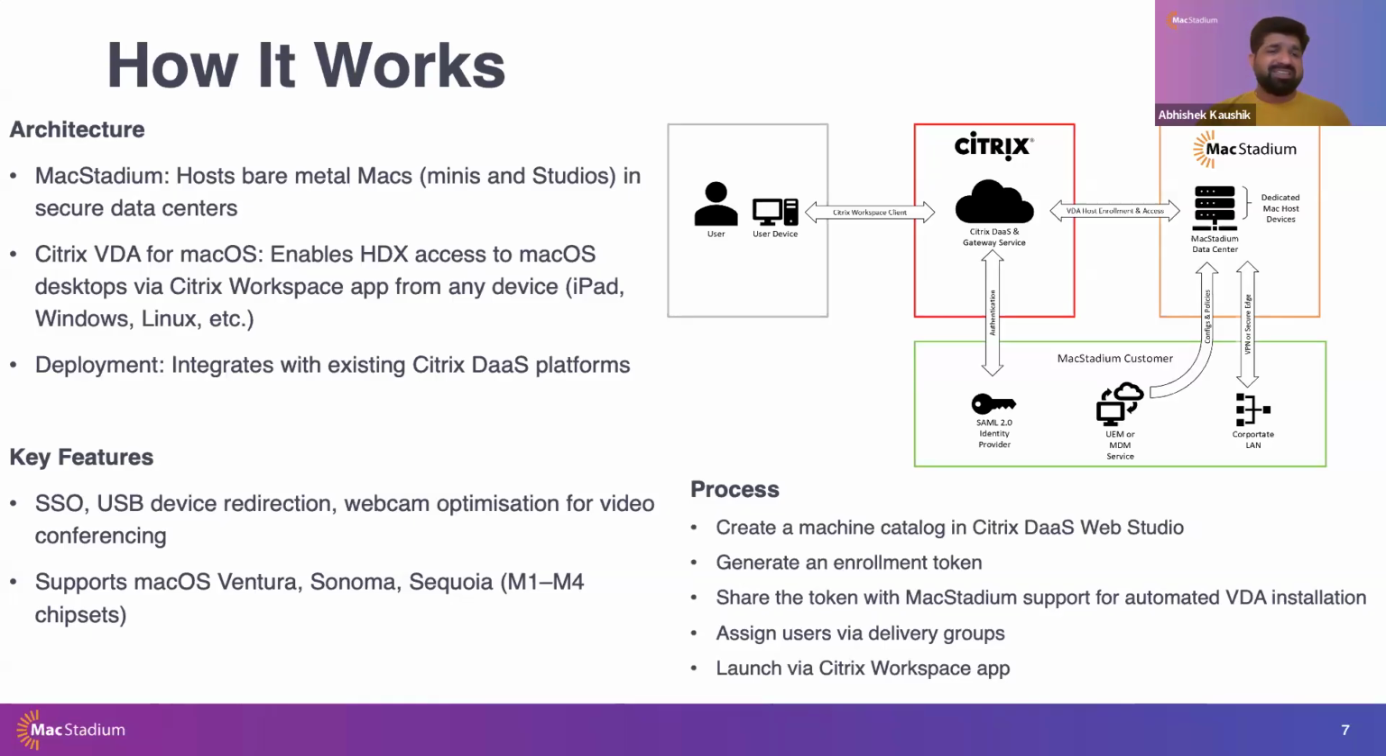The deployment process is very straightforward. We create a machine in the catalog, and we'll see this in the live demo. We create a machine in the catalog in Citrix DAS. You generate an enrollment token that's given to our team. We automate the VDA installation, and then you assign the users. It starts showing up in the end user's Citrix Workspace client or app. This process is fast, simple, and integrates with your existing workflows.